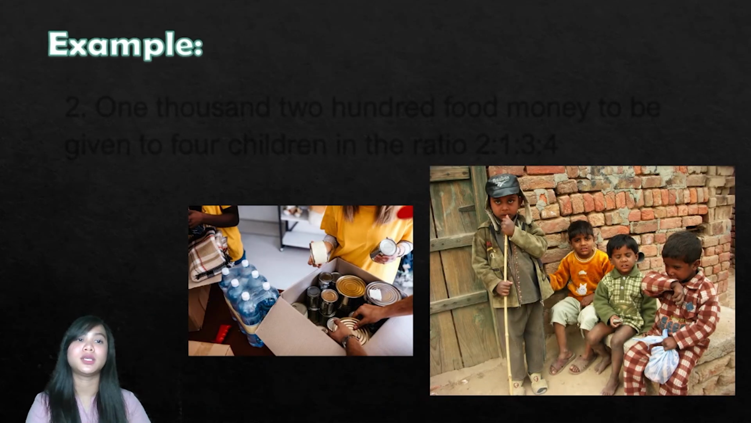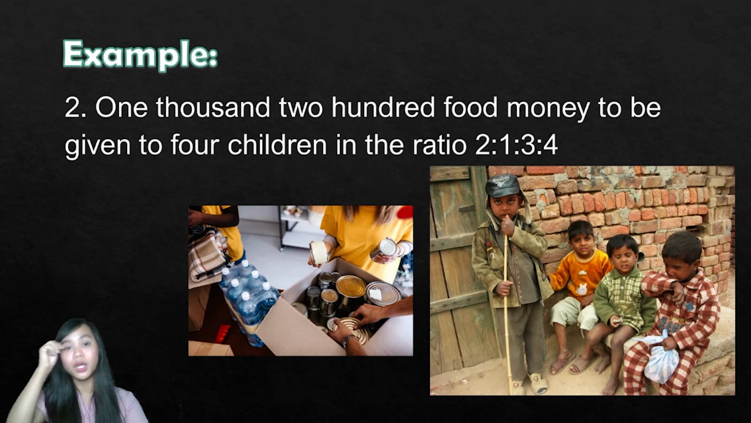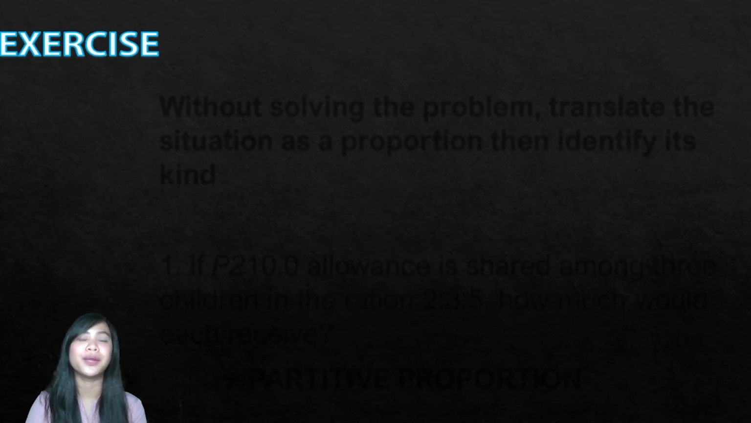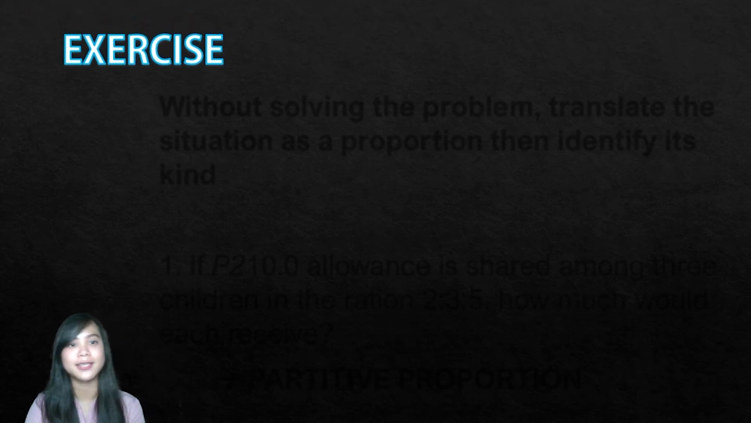Second example, we have 1,200 food money to be given to 4 children in the ratio 2 is to 1 is to 3 is to 4. So we have 4 children here, but they will not have an equal amount for their food. That is in the ratio of 2 is to 1 is to 3 is to 4. So these are examples of partitive proportion.